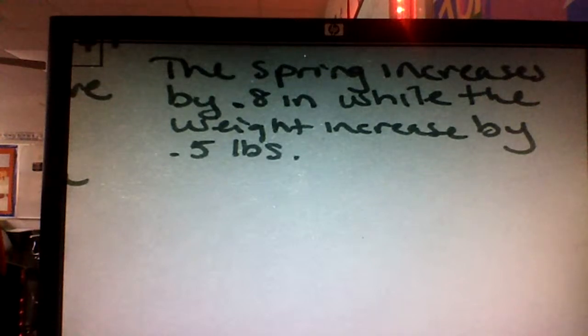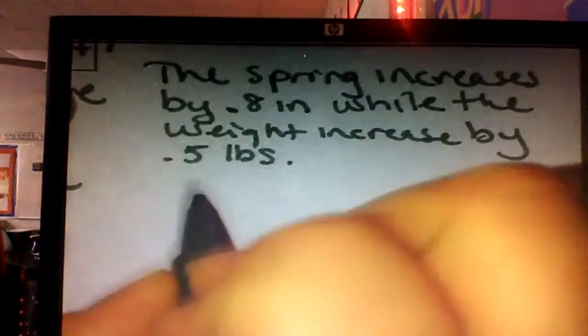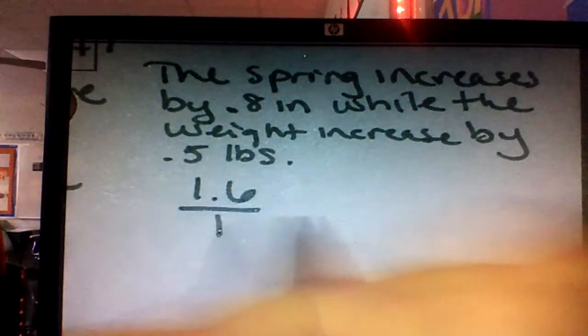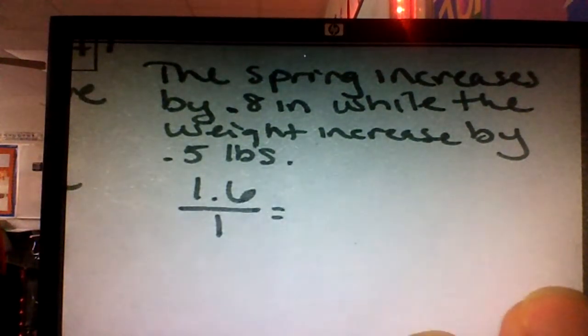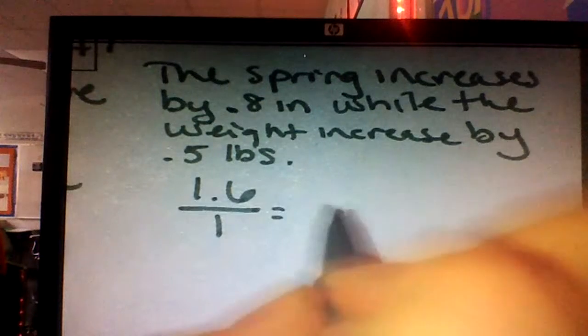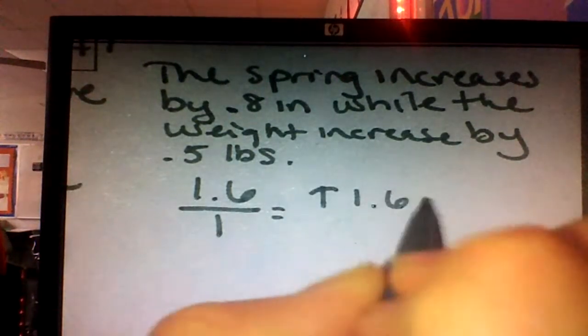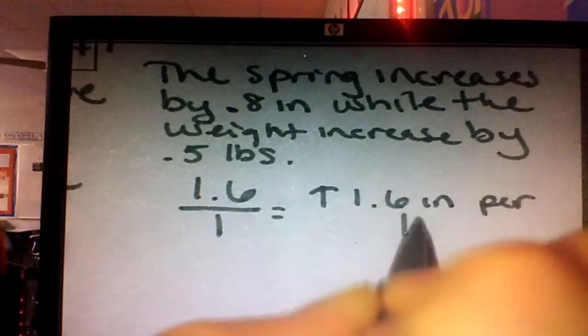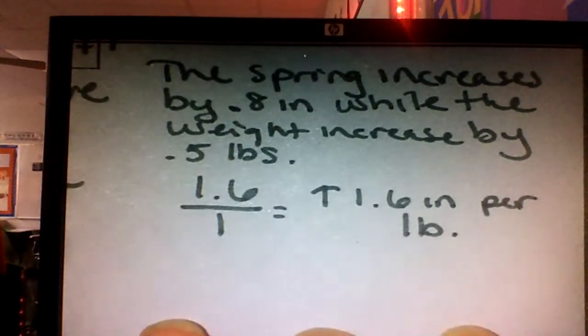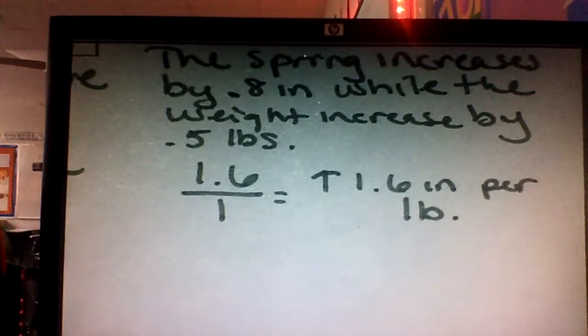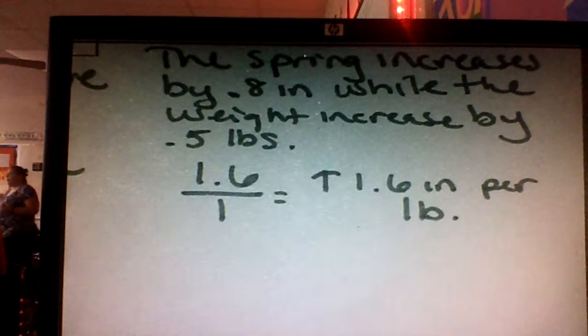If you actually divide this out, you end up with 1.6 divided by 1. So it's increasing by 1.6 inches per pound. So if you actually take 0.8 and divide by 0.5 to get an actual number, you get 1.6, which means the length of my spring increases by 1.6 for every pound that I put on it.